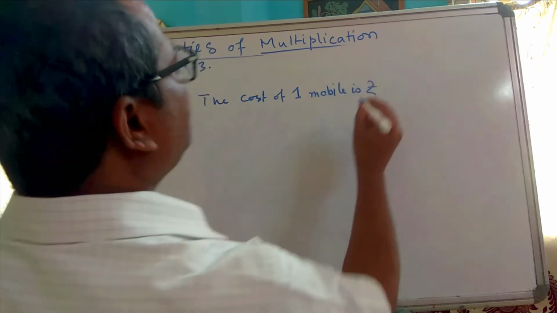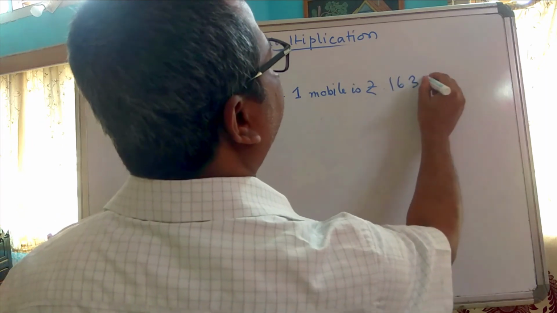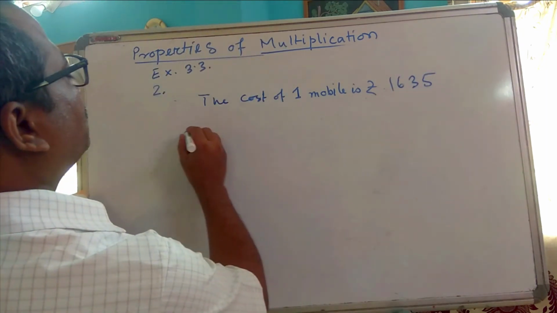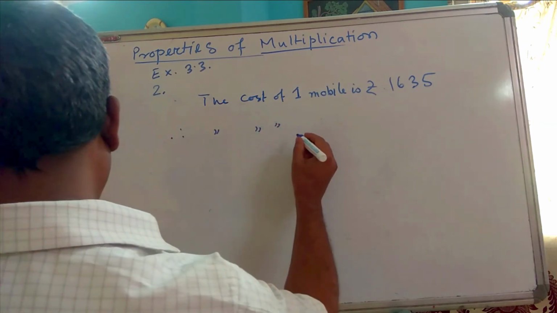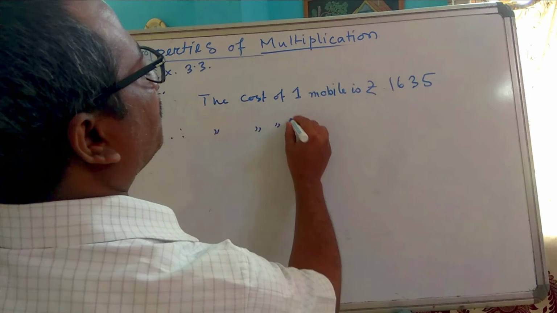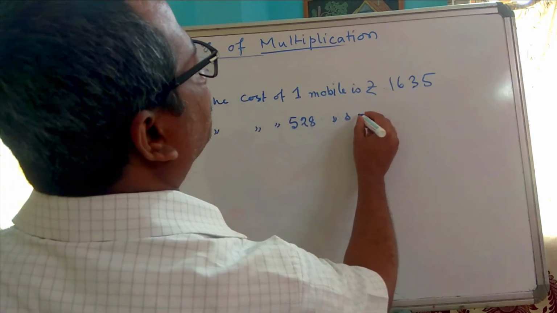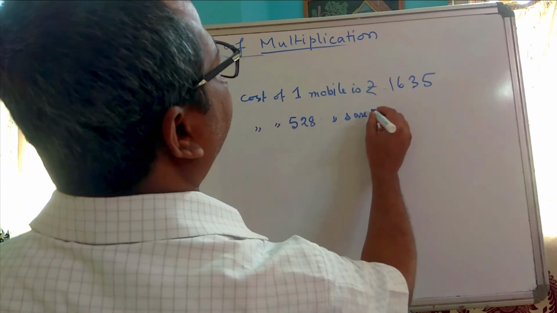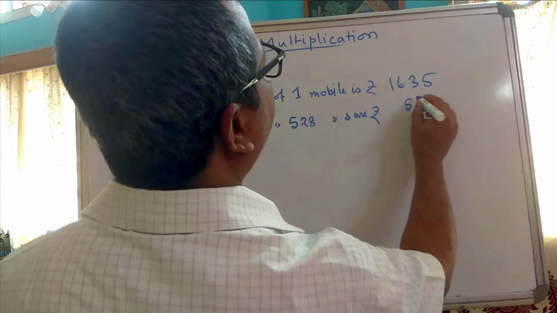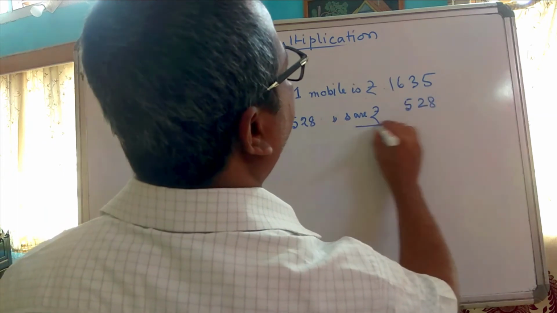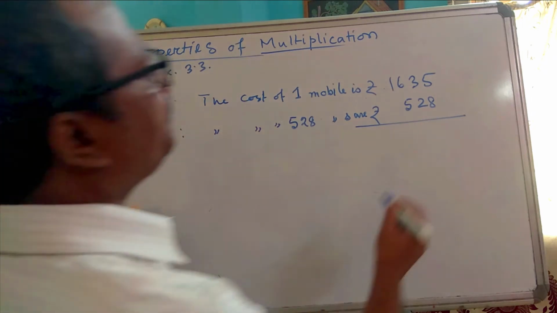So, the cost of one mobile is rupees how much? 1635. Now, therefore, the cost of 528 mobiles are rupees. We have to multiply 1635 by 528. So, how will we multiply?